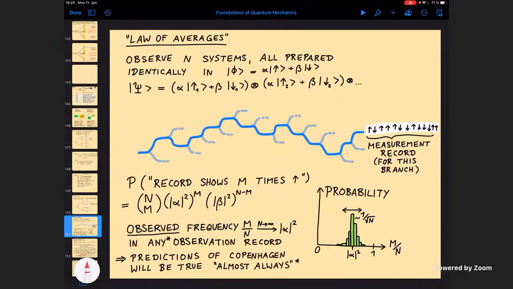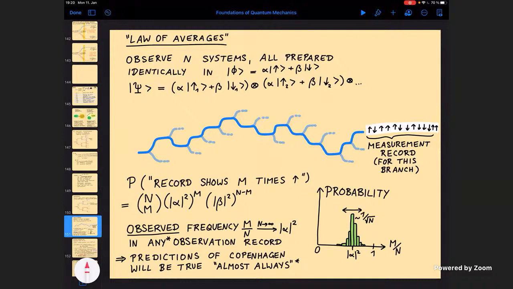Then there's something that is a little bit related to it, but even more quantitative. You can call it the law of averages. So suppose you want to test Born's rule, right? So you produce a superposition, alpha spin up plus beta spin down. You measure it and you want to confirm Born's rule, that the probability of finding spin up is really alpha squared.